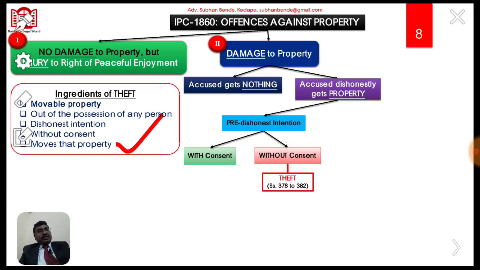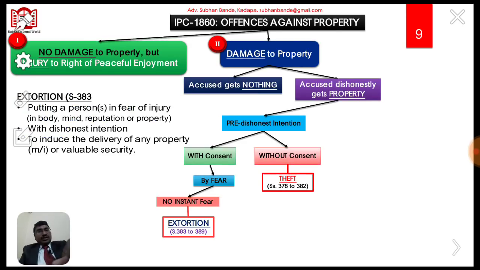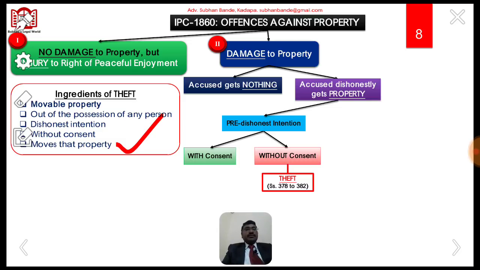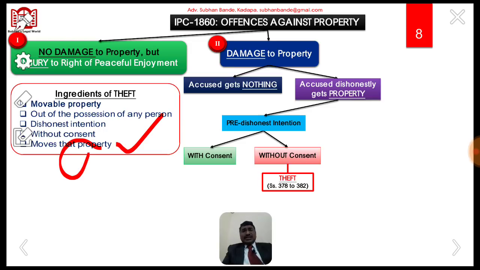Next, the moves that property. The offense of theft is completed when there is dishonest moving of the property. Dishonest moving of the property is the essential element that completes the offense of theft. There must be moving of property with an intention to take it. If there is no intention, then it is not said to be theft. The intention must be to take it away from the lawful possessor of the property.